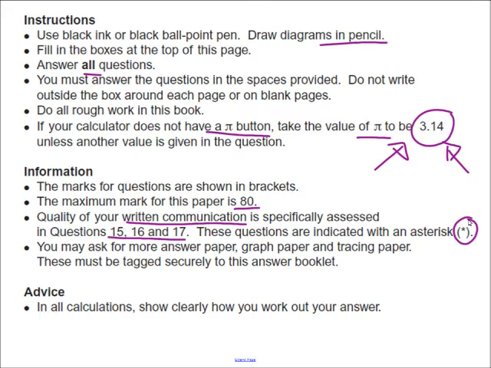You can ask for more paper, and in Unit 3, really important, ask for tracing paper. In this particular paper, it does come in very useful. On your exam, you don't know, but there's no reason why you can't ask for some beforehand. The most important piece of advice is, in all calculations, show how you work out your answers. There are more marks for showing your working out than there are for just writing the correct answer on the answer line.